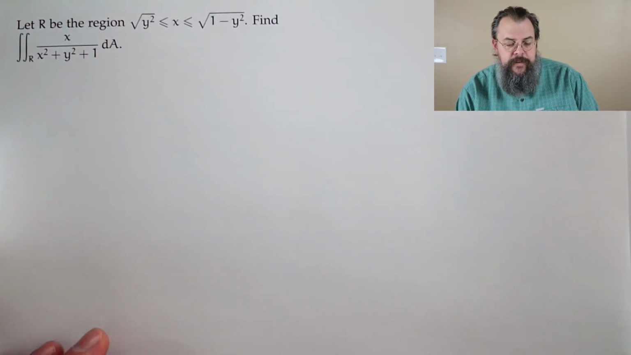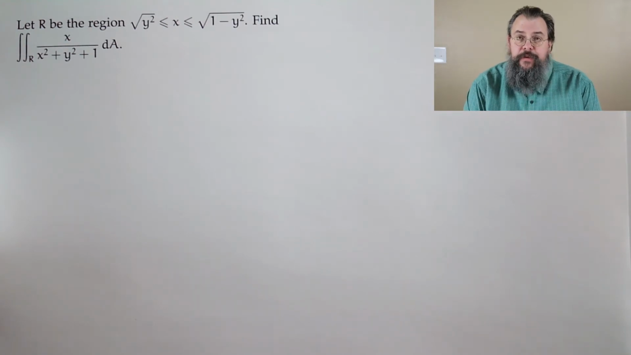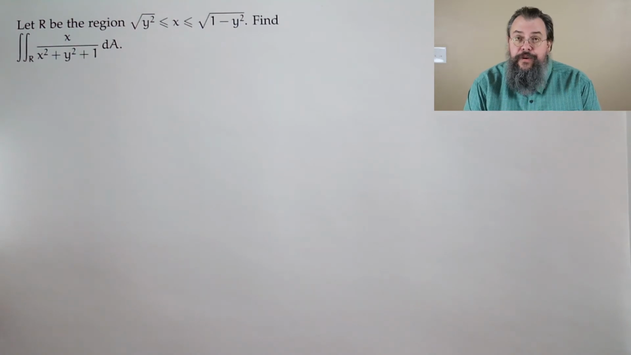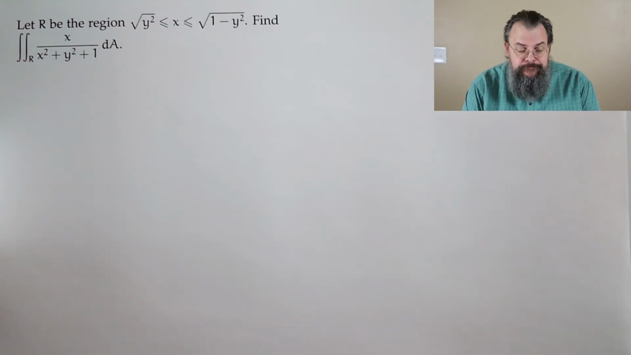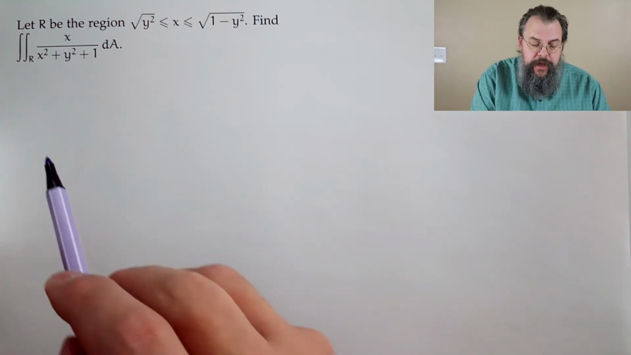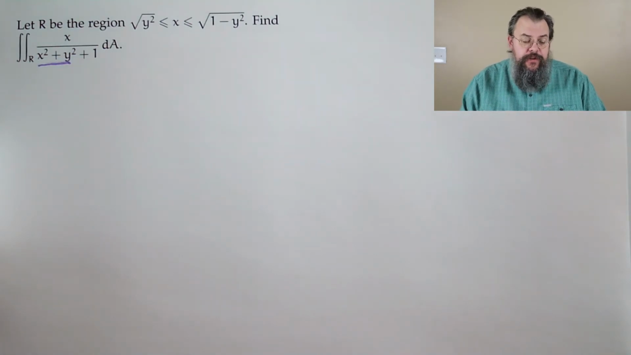Okay. Let R be the region where the square root of y squared is less than or equal to x, is less than or equal to the square root of 1 minus y squared. Find the integral over this region of x over x squared plus y squared plus 1 dA. Okay, that's interesting. Now, just looking at the function, we see x squared plus y squared. That's a nice hint. Polar is a reasonable thing to be thinking about for this problem.